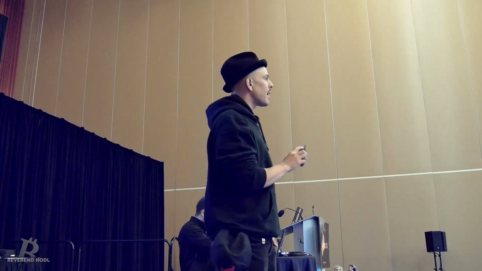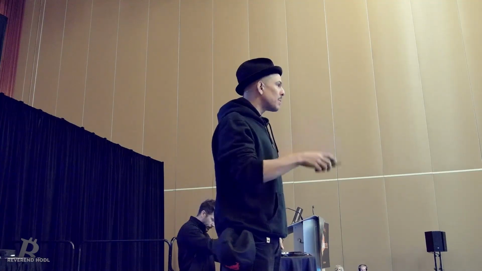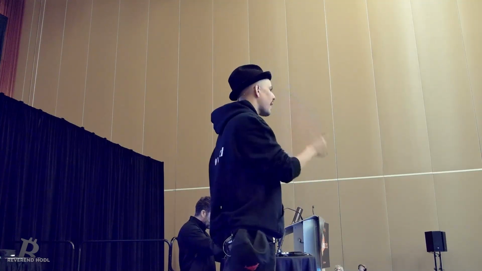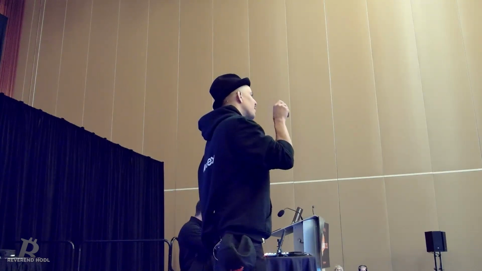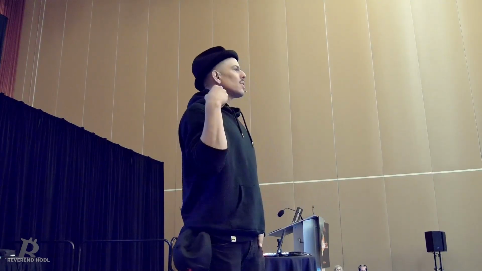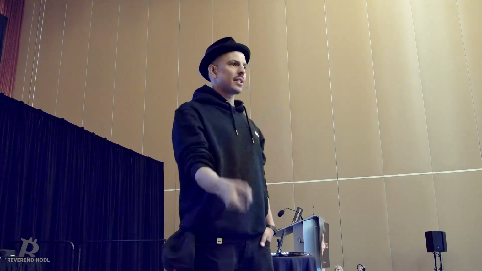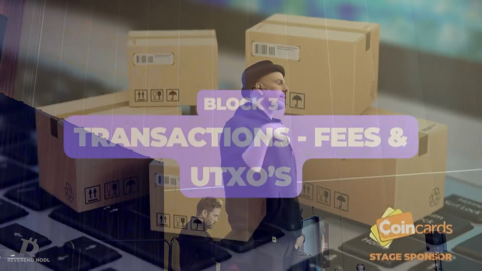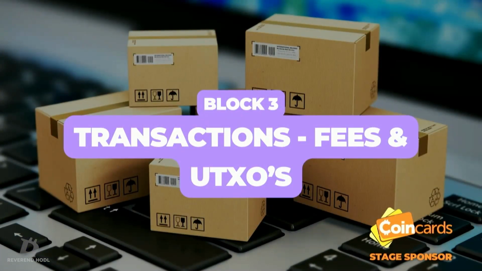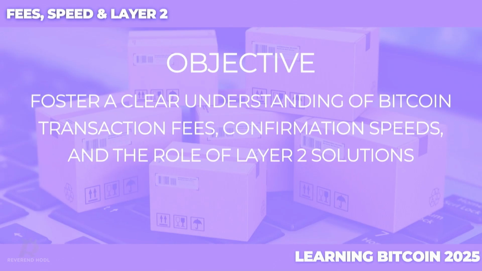And this one is going to help you understand fees. So it should give most people extra added value, because we know the how and the why. But now when we're using Bitcoin, you need to know the way in which fees work, because they play a part in every single transaction. And they divide it into these weird things called UTXOs, which you might have heard about, and it is jargon, but I'm going to demystify what that jargon is for you guys so it makes a bit more sense. So the objective is to foster a clear understanding of Bitcoin transaction fees, confirmation speeds, and the role of layer 2 solutions.